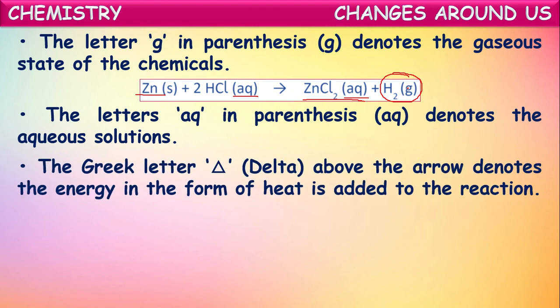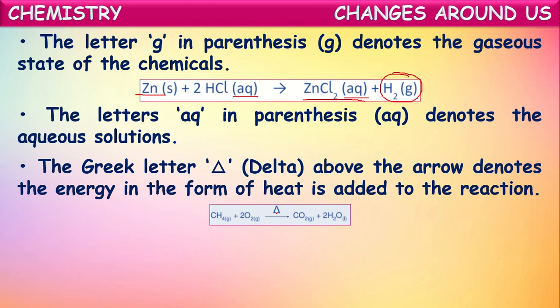and the Greek letter delta above the arrow mark denotes that energy in the form of heat is added to the reaction. So often in certain chemical reactions, on the arrow mark we observe a symbol which is called delta, which seems like a triangle. See here in this reaction, delta is shown on the arrow mark. This is pronounced as delta. This represents that heat energy is supplied for this reaction to occur. Okay, heat is given to this reaction for it to occur. That is represented with the symbol delta.